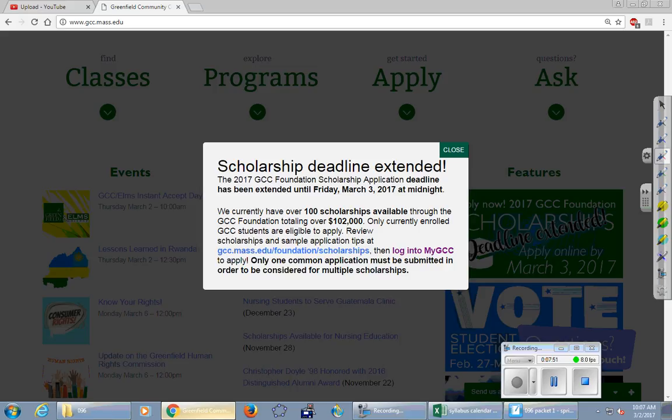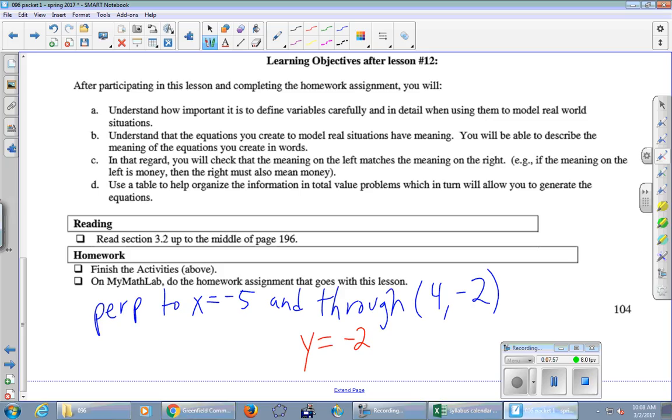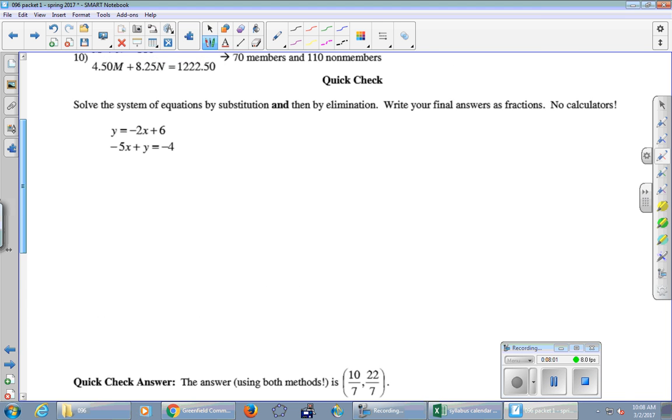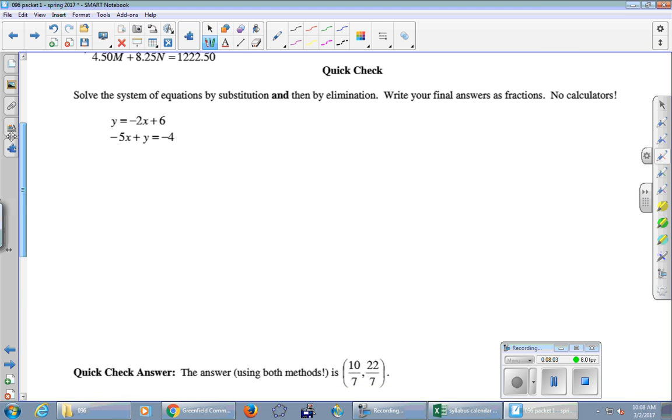So we're going to jump in on page 104. On page 104, there's this quick check problem, which normally I have you guys do individually. We're just going to do this one together to remind ourselves of the two methods we talked about last class for solving systems of equations.